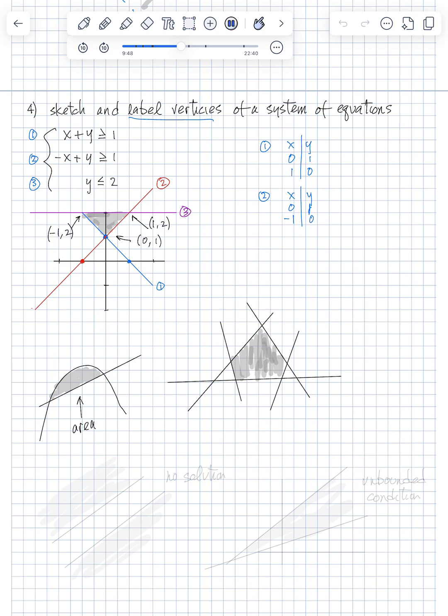We could also have a couple of conditions, say like we had 2 parallel lines, and we could have a no solution problem if the area, the shaded area, was outside here. So this would be no solution.